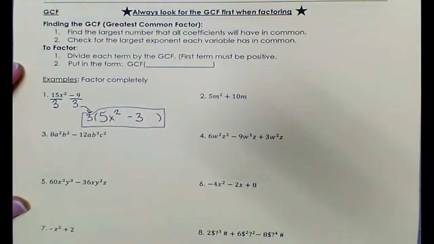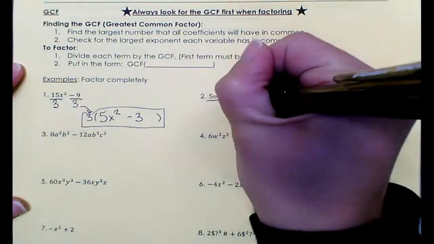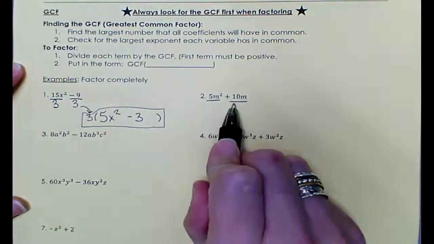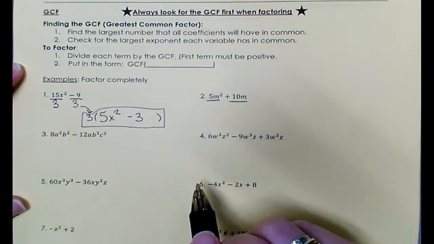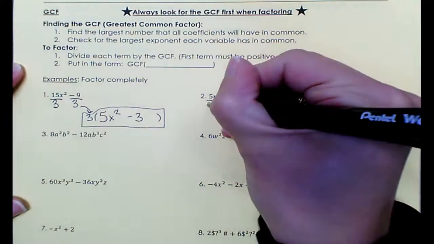So what I'd like for you to do is look at number 2, just at the coefficients for right now, and look to see what both of those coefficients are divisible by and what the biggest number is that they're divisible by. So the coefficients are 5 and 10. Both 5 and 10 are divisible by 5. So 5 is going to be part of my GCF.